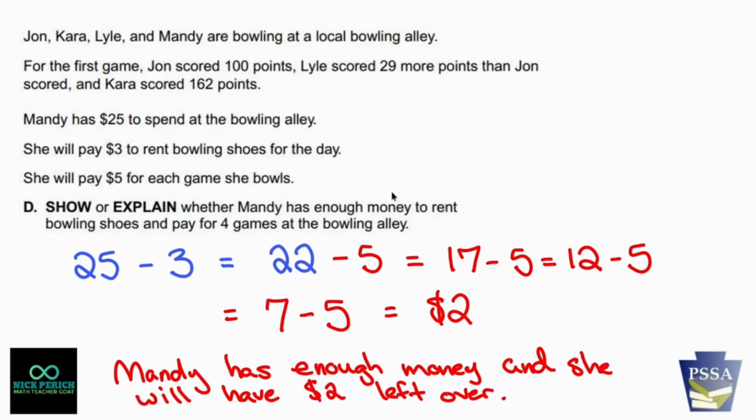Even if you show your work right, if you say, I subtracted 3 and then 5 and then 5 and then 5 and left it like that, they're going to mark you wrong because you made a mistake. So only show or explain. One or the other, don't do both. I showed my work and then I gave an answer at the end, so this is good.